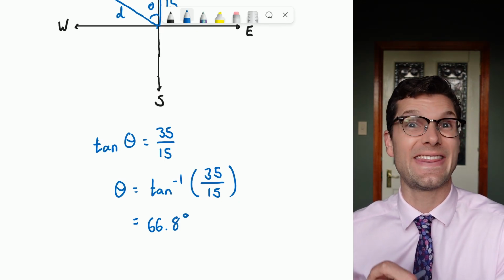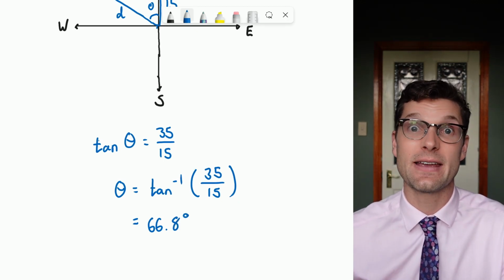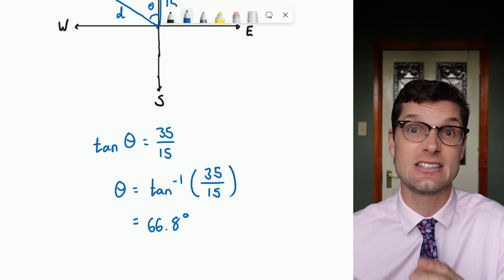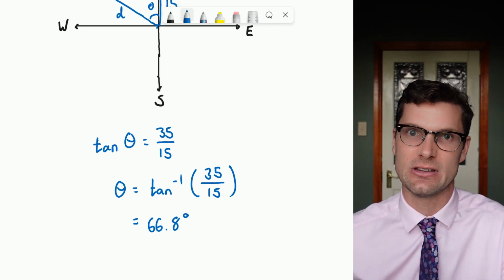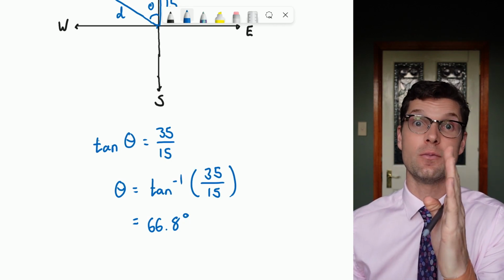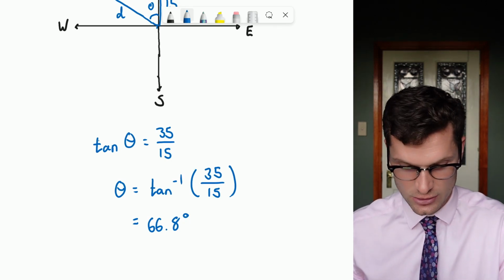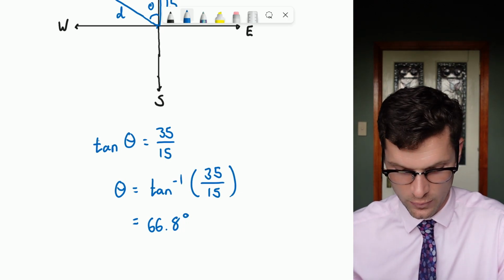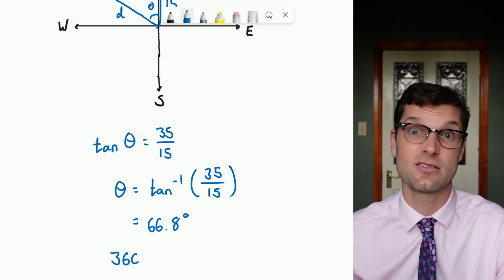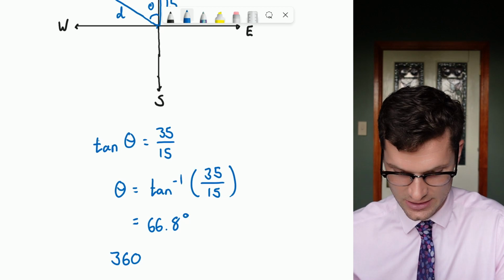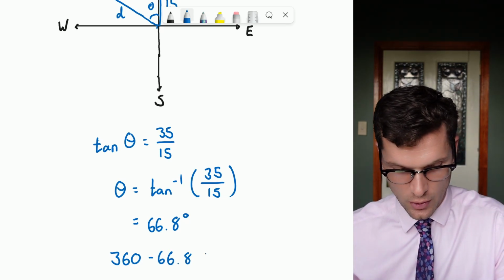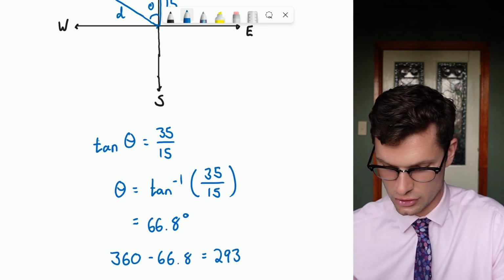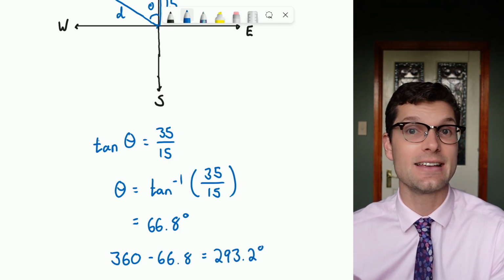Now, it's really important that that's not where you leave it. We have to make sure we're actually getting the bearing. So the 66.8 gives us a little bit of the information, but that can't be where we finish. So because we've gone from north towards the west, to find out our final bearing, we've got our 360 degrees, which is north, minus our answer, or 66.8, and that gives us the answer of 293.2 degrees. And that's our answer as a true bearing.